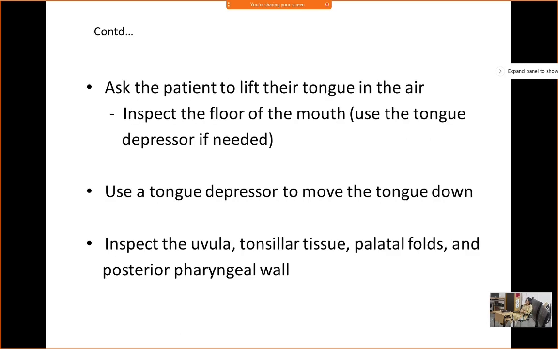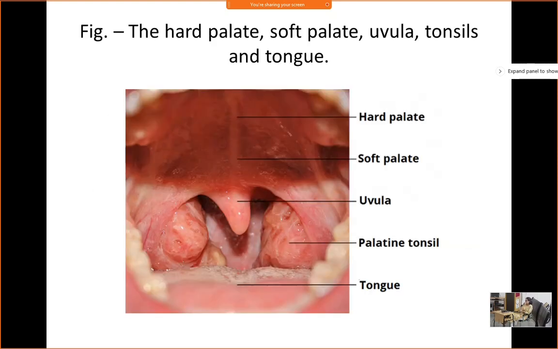Now ask the patient to lift the tongue. First, you inspect as it is with the mouth wide open. Then you use a tongue depressor. Then the next step is that you ask the patient to lift their tongue upwards. Here, what you can see is the floor of the mouth. And then use a tongue depressor also to move the tongue down, that is to depress it downwards. On depressing the tongue, the structures which can be seen are your uvula, your tonsillar tissue, the palatal folds, and the posterior pharyngeal wall. This is a brief one.